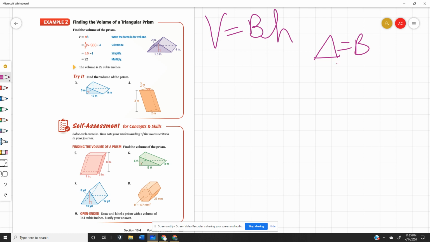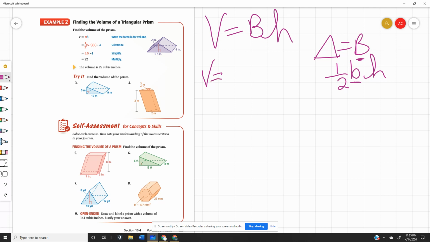And so to find that, we're going to use 1/2 the base length, notice that's a little b, times the height. Notice the difference between the little b and the big B. The big B means area of the base, and the little b means the base length. Okay, the base measurement, maybe not length, but measurement. So let's go ahead and try to calculate this one.